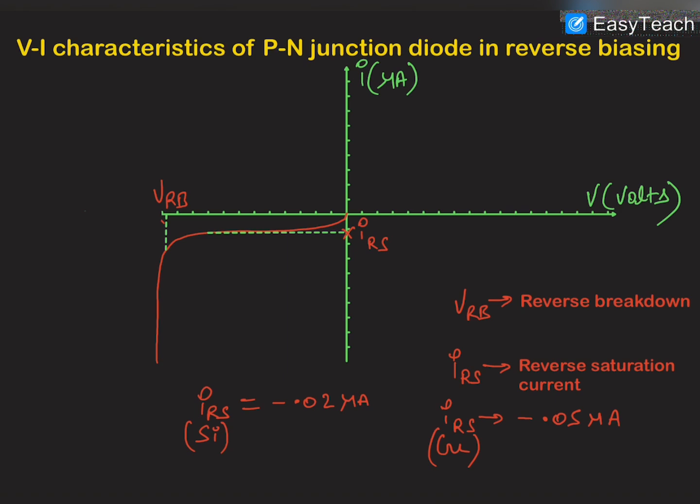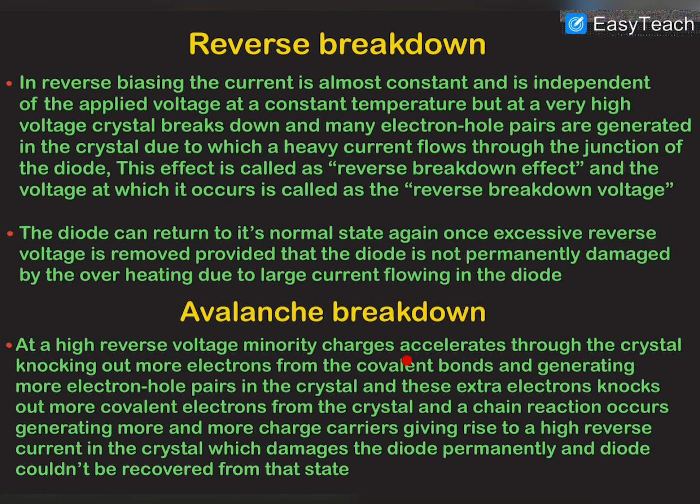in its original state. Now there is another effect, which is called avalanche breakdown. After reverse breakdown, in which many charge carriers are created due to high voltage, these charge carriers are pulled towards the junction or pushed away from it, and a heavy current flows through the diode. This heavy current produces very high kinetic energy in the charge carriers, and those fast moving charge carriers knock out more electrons from the covalent bonds, and more electron-hole pairs are generated.